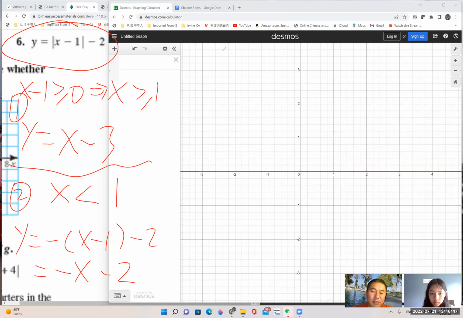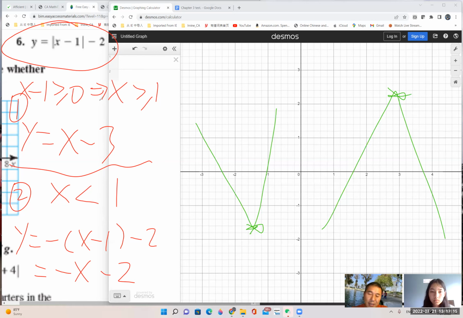Find its vertex first. Because we know the graph of absolute value is like this. We call it V shape, right? Or maybe it goes this way if it's open down. But anyway, here we call the vertex, right?